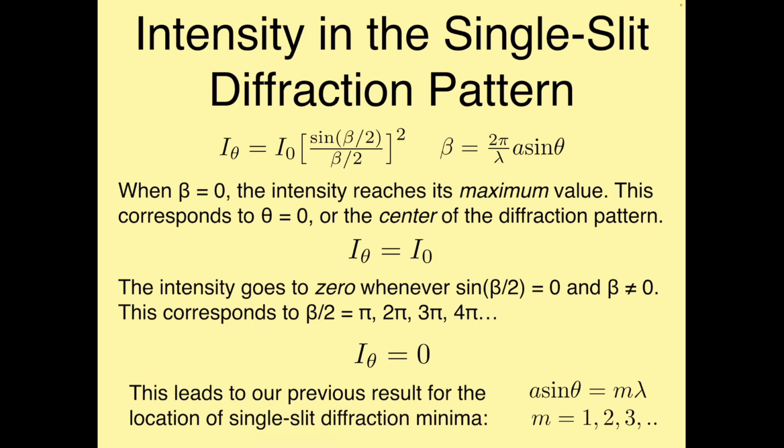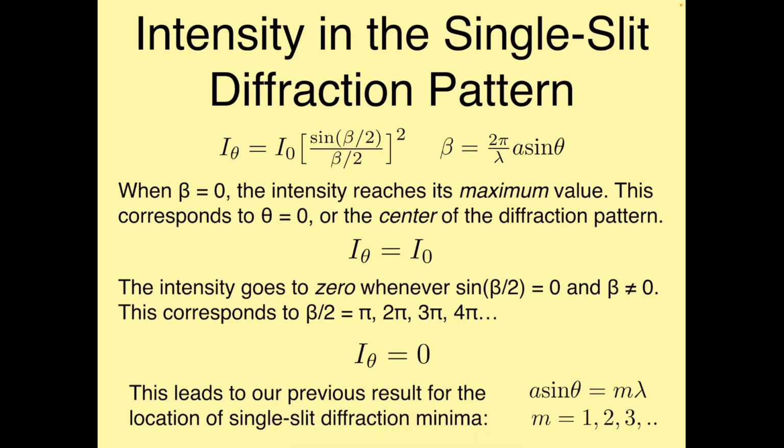Okay? We're also going to show that the intensity goes to 0 whenever we have sine beta over 2 equals 0, but beta is not equal to 0. Remember, if beta is equal to 0, we get this indeterminate form. So in other words, if beta over 2 is equal to pi, then when you plug in sine of pi, you get 0. So that works. If beta over 2 is equal to 2 pi, you plug in sine of 2 pi, you get 0, 3 pi works, 4 pi, and so on. That's where we get 0 intensity, because the top of this fraction goes to 0 and the bottom doesn't.